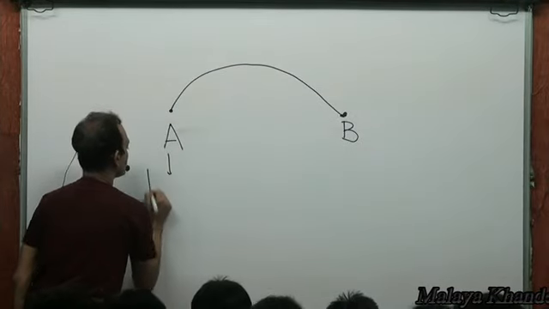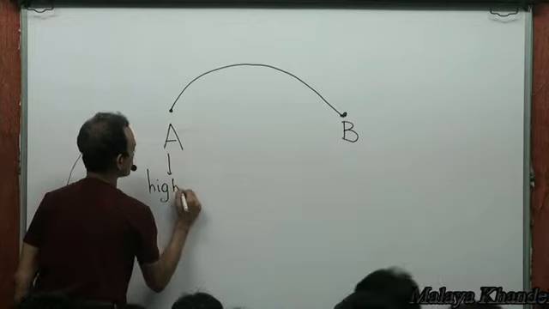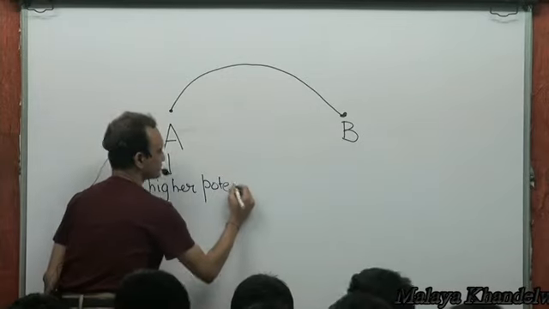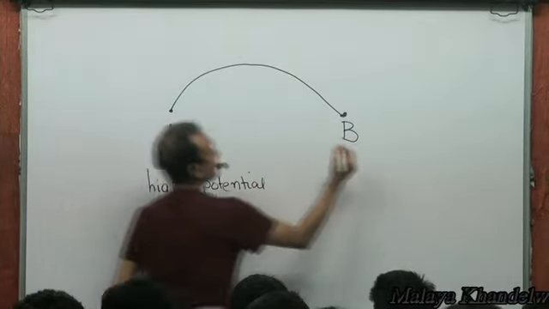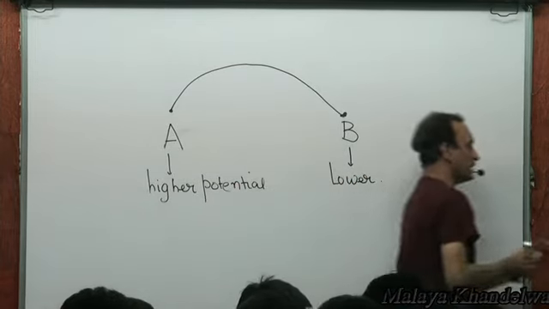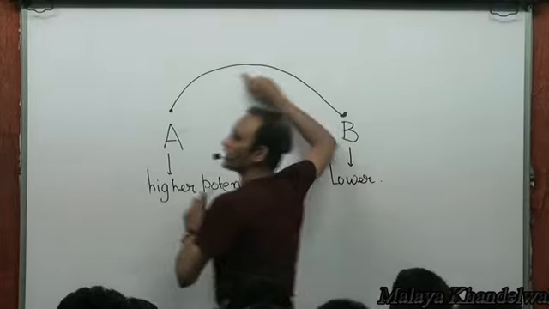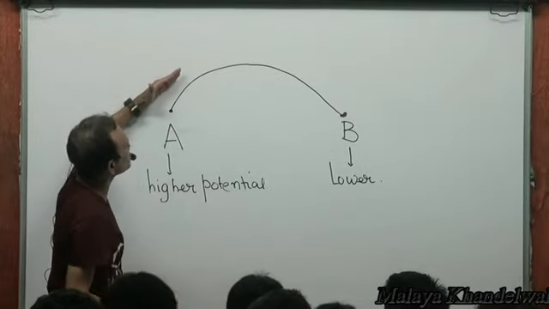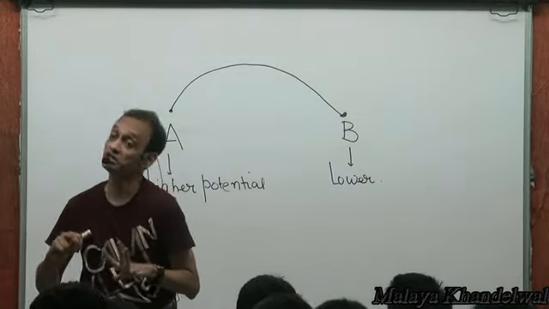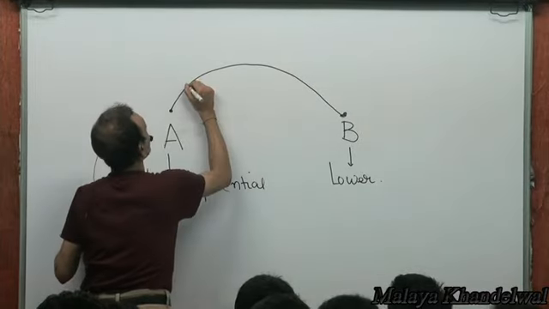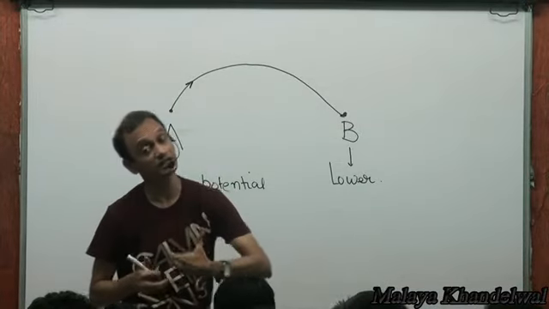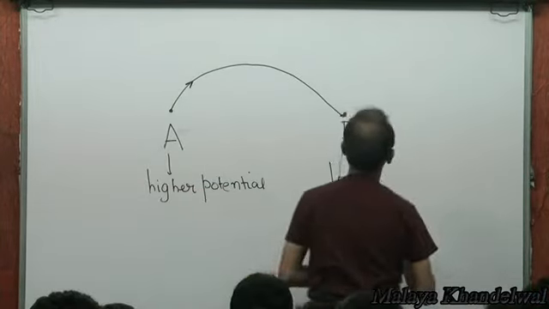A at a higher potential, B at a lower potential, and I join A and B with a conductor. What happens is positive charges flow from A to B till such time that the potentials get equalized, right?